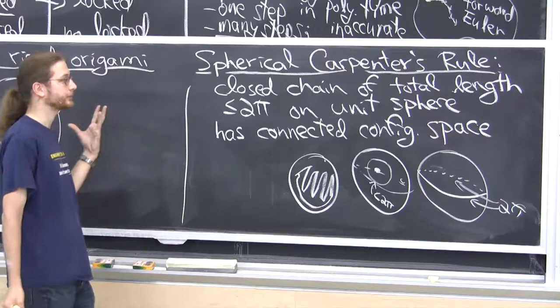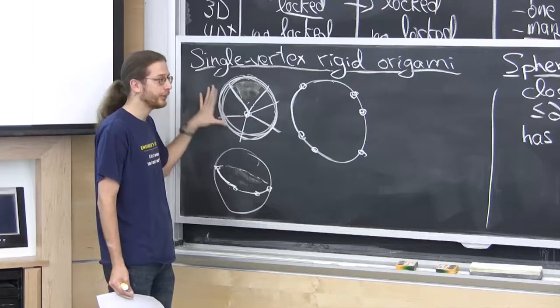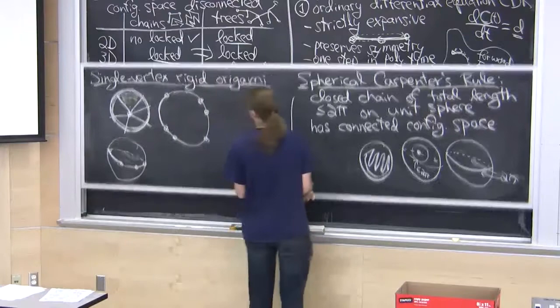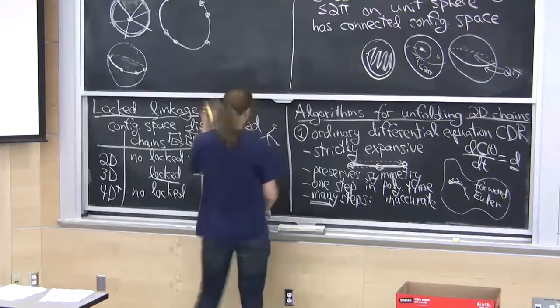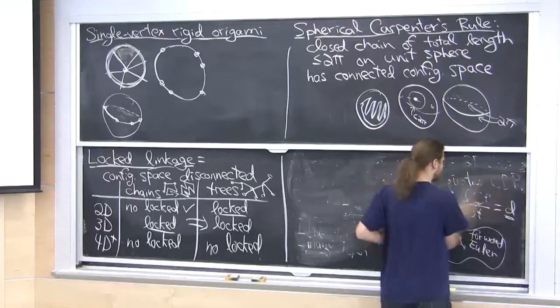Then you can apply it to rigid origami and say that single vertex origami is always rigidly foldable. Any state you want to reach can be reached by a continuous motion without bending any of the faces. So, a fun little application. And it's one of the few things we know about rigid origami. For multiple vertices, it gets a lot harder. Not always possible, and we don't have a nice characterization.